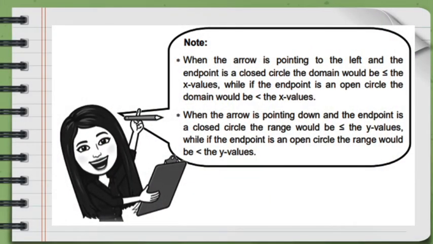Next, so ito na, when the arrow is pointing to the left. So, kung example naman, yung arrow natin, papunta sa left siya. Tapos, close din yung circle niya. Ang gagamitin natin ay yung may equal to. Less than ang gagamitin natin kasi papa-negative yun eh. Kapag open circle, so yung walang equal to. Kung pababa naman yung naging point ng arrow natin, so close circle pa rin siya, less than pa rin yung gagamitin natin para sa range. And then, kapag open yung circle natin, ang gagamitin natin ay yung walang equal to na less than.